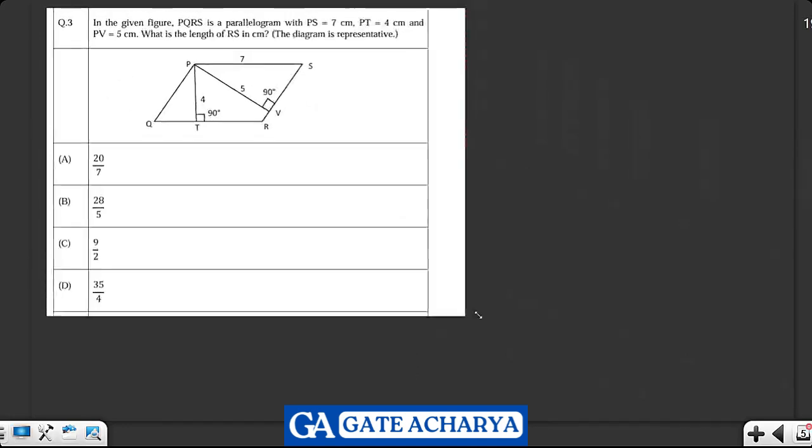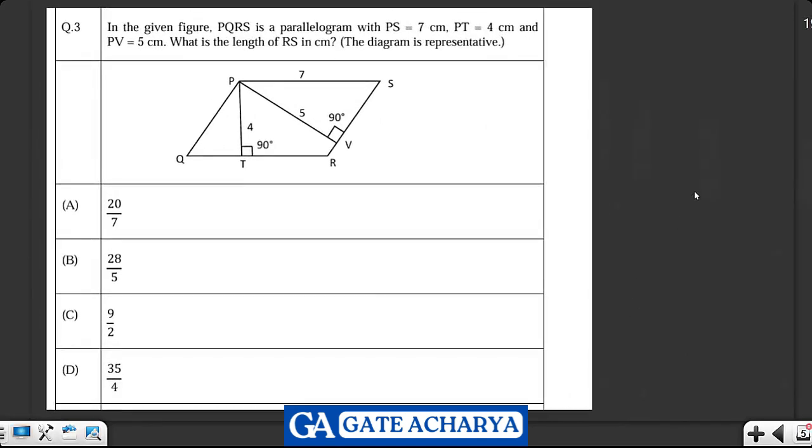This is a geometry related question. Sometimes the geometry questions are a bit challenging. So you have to be very careful here. Not very tough, but you have to have good logic over it. So let's understand the game here. So this is a parallelogram.